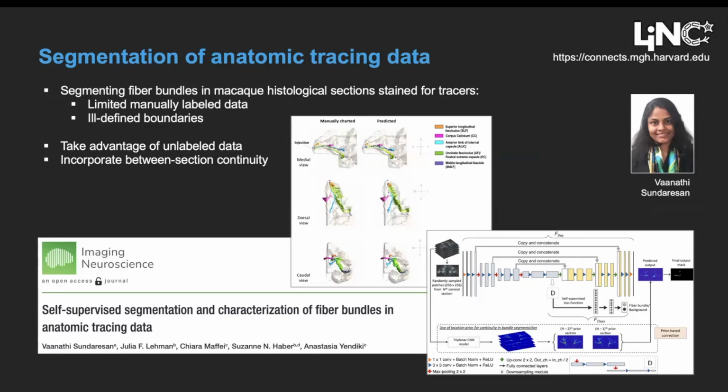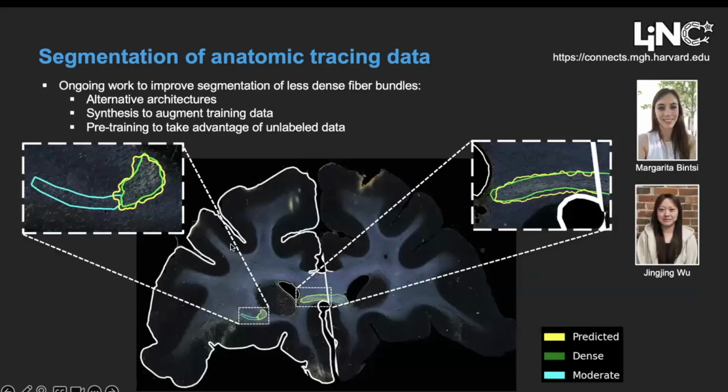one is developing deep learning models for segmentation of anatomic tracing data, so finding these fibers and reconstructing fiber bundles from the histological sections. This was work that was started by Vanathi Sundarasan, who was a postdoc in our group a couple of years ago, published in our new favorite journal, Imaging Neuroscience. And now this work is being taken further by Margarita, who's a postdoc who started in our lab this year.